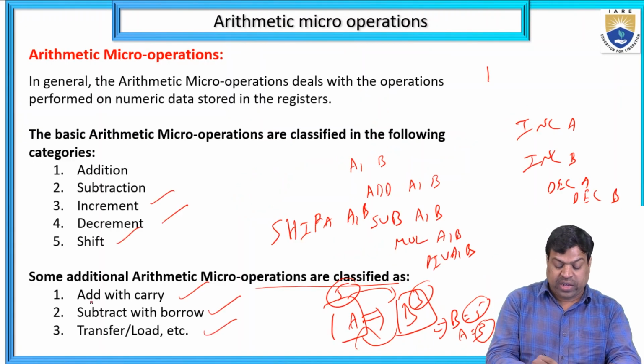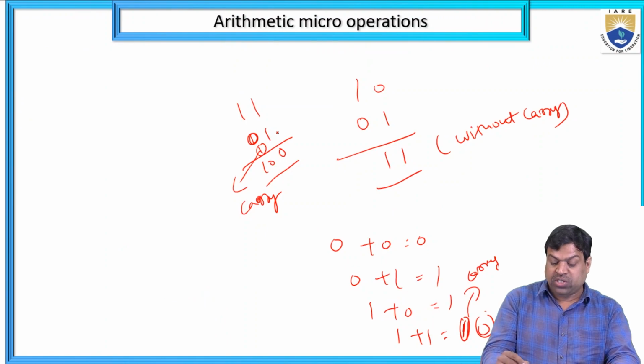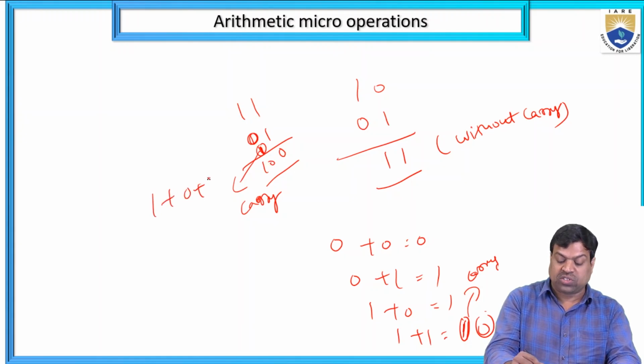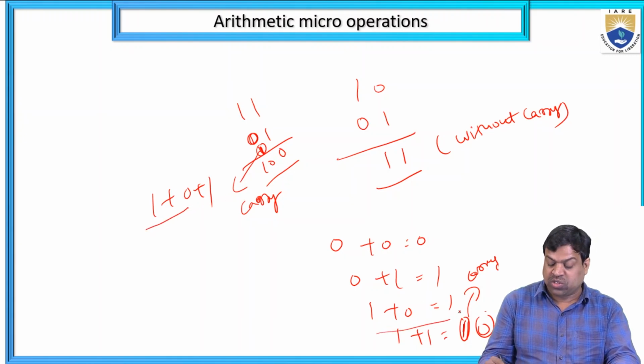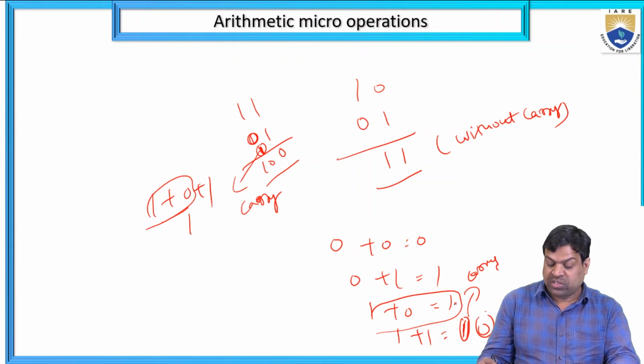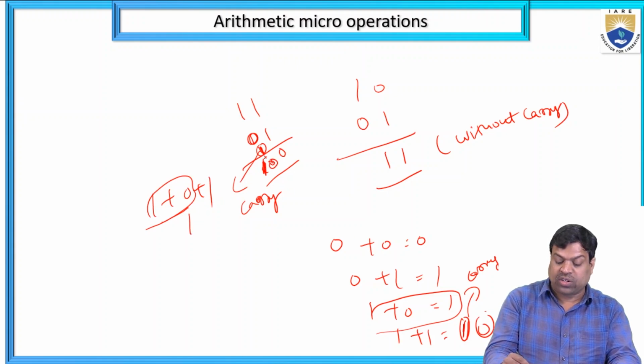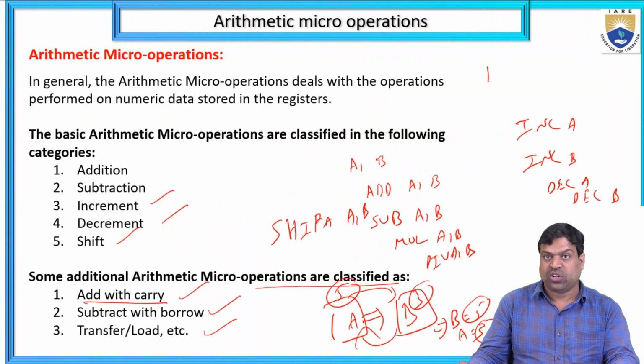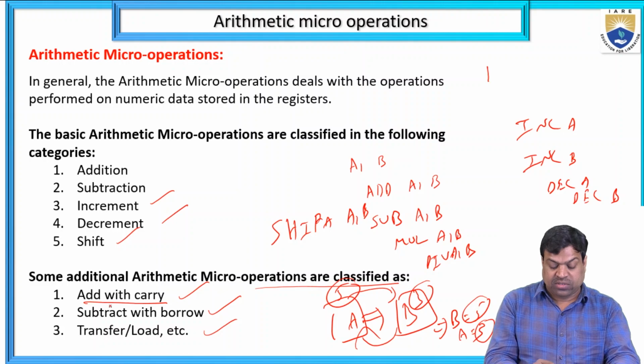So here I am adding add with carry. Add with carry means here I am taking 1 plus 1 equal to 0. What is a carry? 1 is a carry. So the carry is added to 1 plus 0 plus 1. Already we know that 1 plus 0 is 1. 1 plus 1 equal to 0 and carry equal to 1. The resultant value is 0, 0, and the carry equal to 1. That is add with carry.